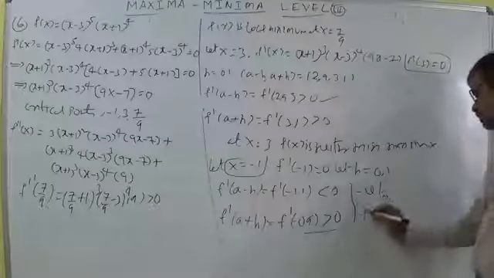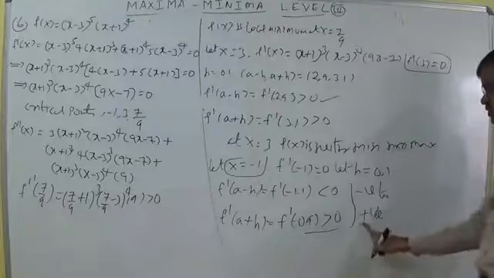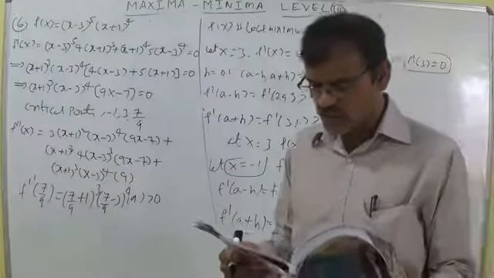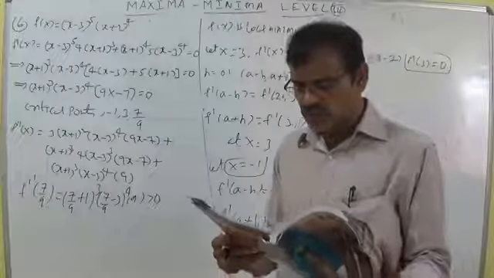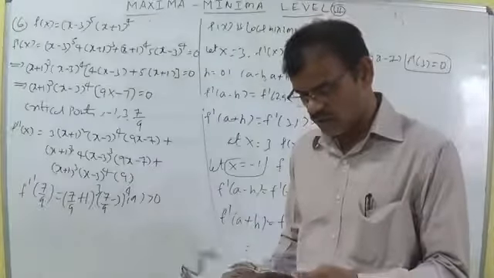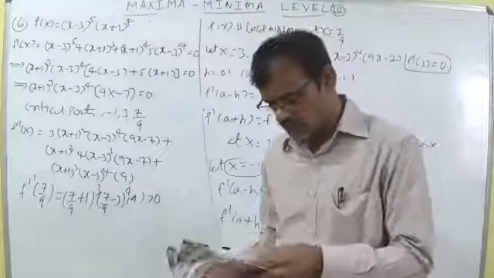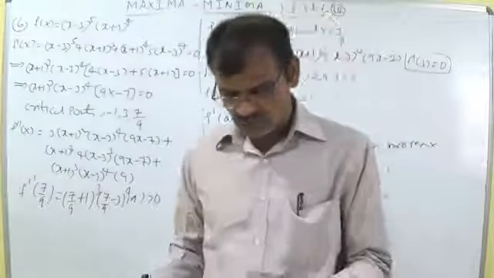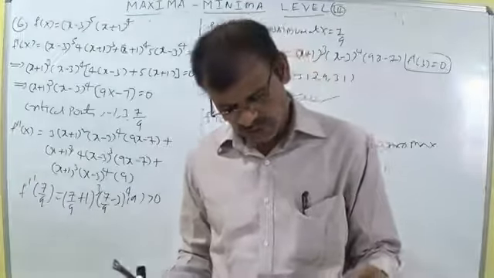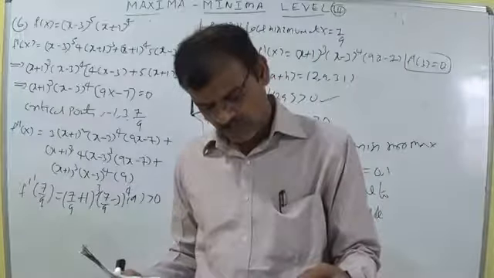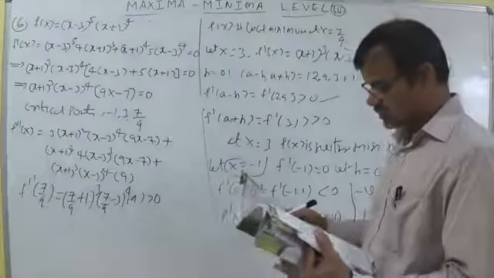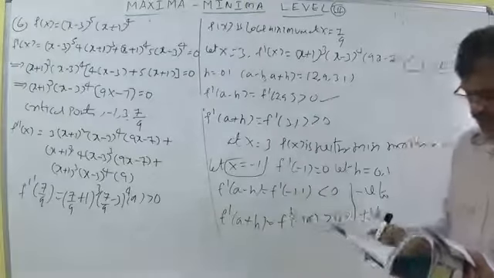If the first derivative changes from negative to positive, what we discussed previously in page number 172, once again I am discussing: if the value changes from negative to positive, it is local minimum. So here the third option is verified. x is equal to minus 1 is the point of minimum.